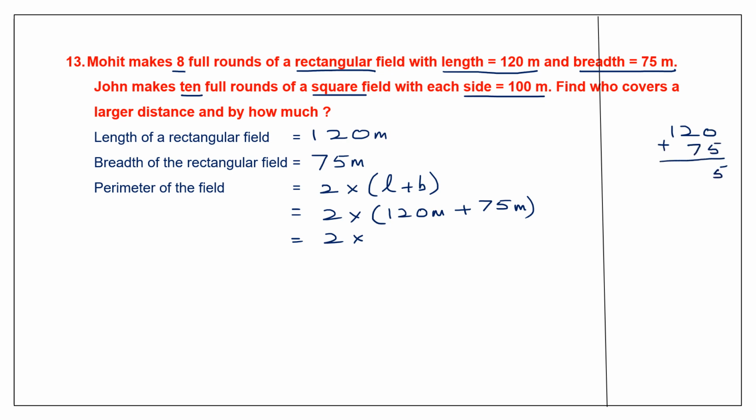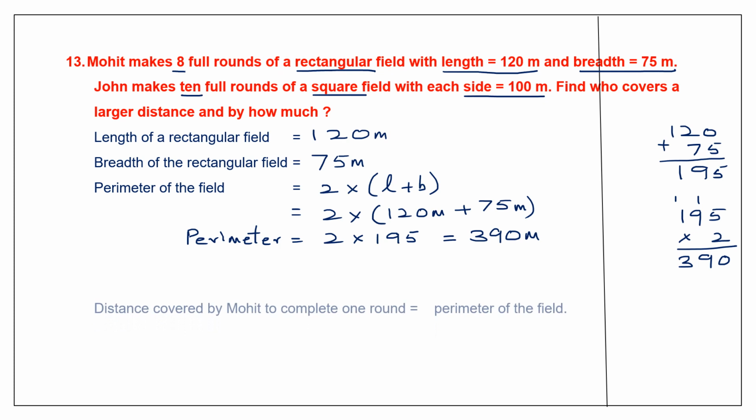5, 2 plus 7 is 9 and 1. So that is 195. So 2 into 195, let's multiply 195 into 2. 2 5s are 10, carry 1. 2 9s are 18 plus 1, 19, carry 1. 2 1s are 2 plus 1, 3. So 390 meters is the perimeter. So we have found the perimeter of the rectangular field.